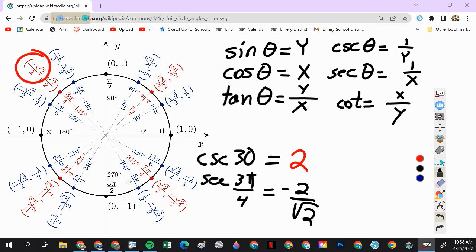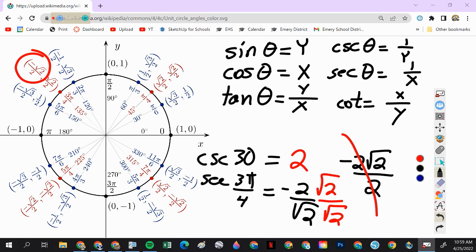I have to fix that. So I do root 2 over root 2. And that gives me negative 2 root 2 over 2. And the 2's cancel. So the answer is just negative root 2. Okay.